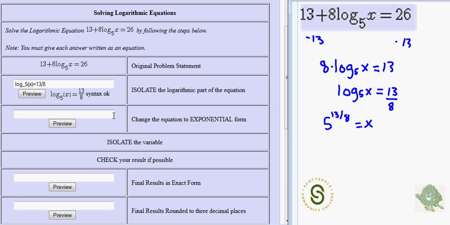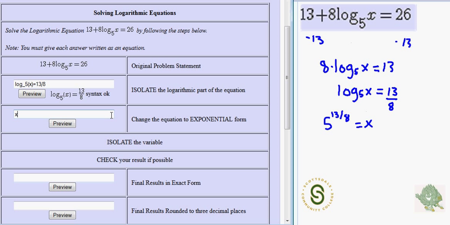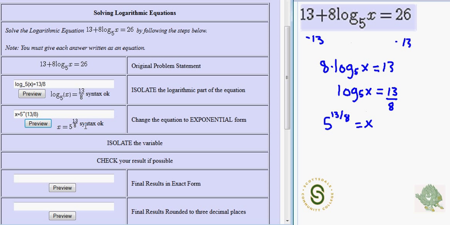Now that it's in exponential form, I have x equals 5. To raise to the 13 eighths power, I hit caret. Now to make sure that the calculator knows that the 8 is part of the exponent, I need to put the 13 eighths in parentheses. If you don't use parentheses, the 8 would not be part of the exponent. If I hit preview, notice the syntax is okay and it looks exactly the way I want it. My final result in exact form is really the same thing. My exact answer would be x equals 5 raised to the power of parentheses 13 eighths.